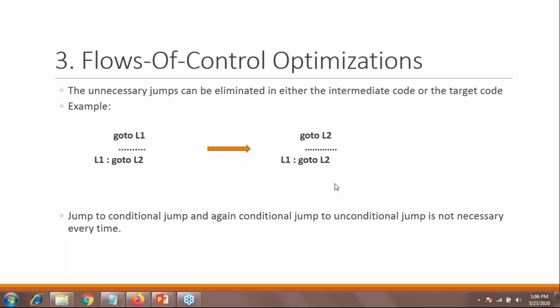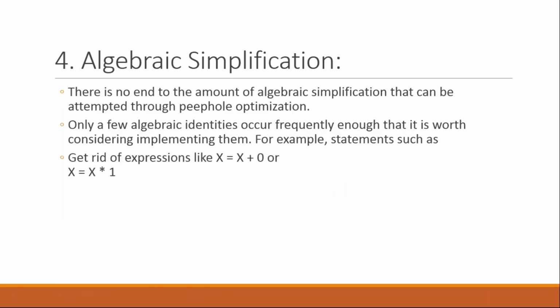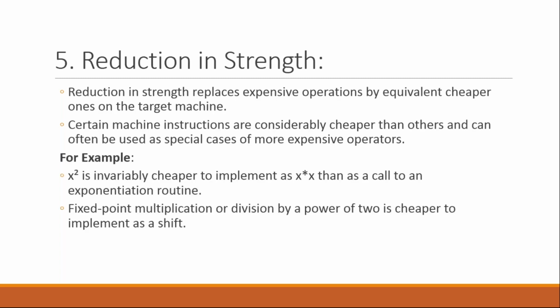So the fourth methodology is algebraic simplification. This methodology we already discussed in our previous session, and in this same session, but before more. Only a few algebraic identities occur frequently. So I think you don't have any doubt in this. Reduction in strength we have already seen.